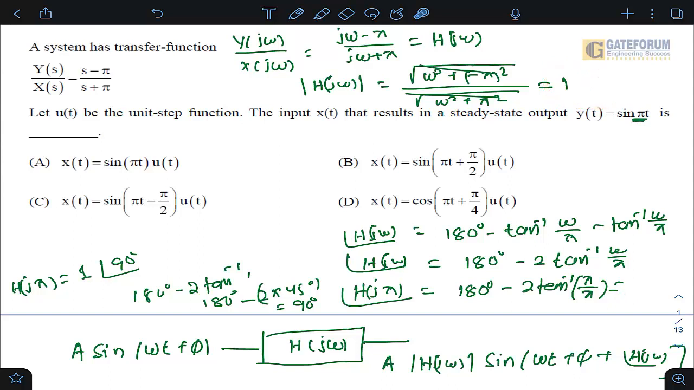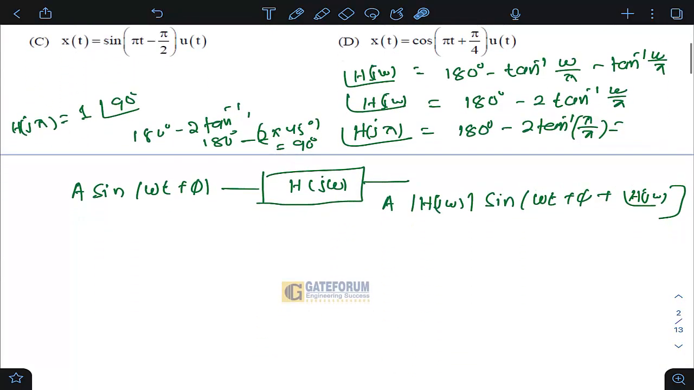Whether it is pi or not pi, for all frequencies the magnitude is 1. So at pi it is also 1, and the phase is nothing but 90 degrees. Now you have to think about what is given here: the output is given.